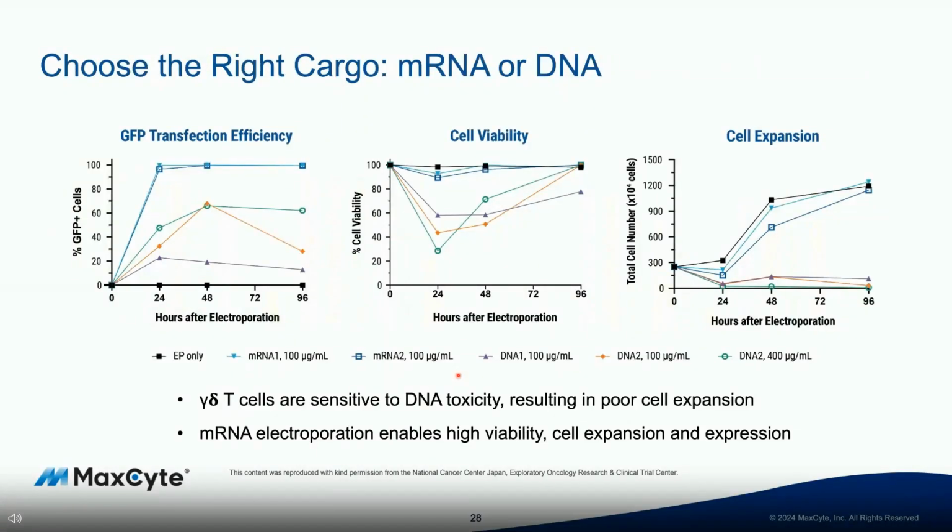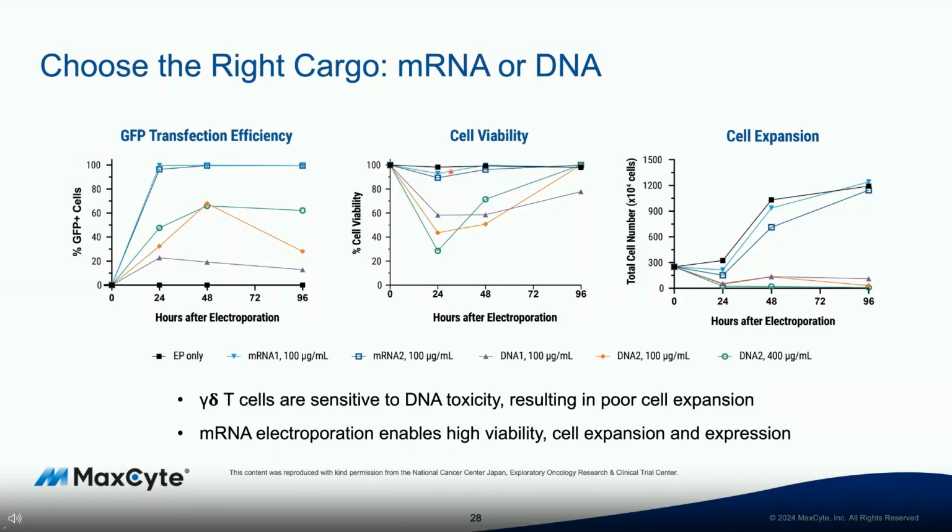This slide shows an example of gamma delta T cells from a collaborator at the National Cancer Center in Japan, where they delivered either mRNA GFP or DNA GFP. And what you can see here is that the GFP mRNA has high efficiency that's sustained for about 96 hours after transfection, whereas with DNA, with the lower DNA compared to the higher DNA concentrations, you can get higher transfection efficiency with more DNA. However, there's a cost of cell viability.